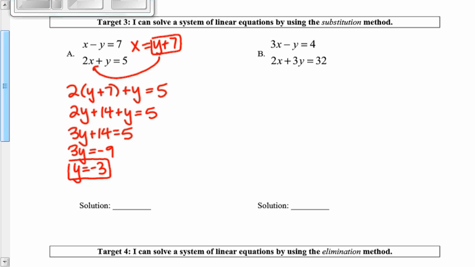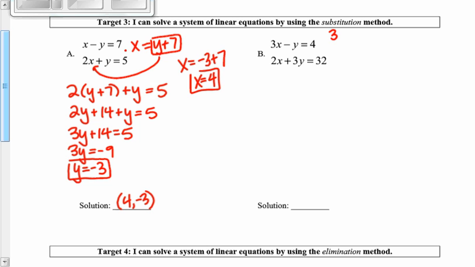Once you have your first variable, then we're going to plug that back in. So I'm going to plug it back into this equation right here. So x equals -3 plus 7. So x equals 4. So your solution is 4, -3. Same method here on B. I'm going to choose this top equation and I'm going to solve it for y.